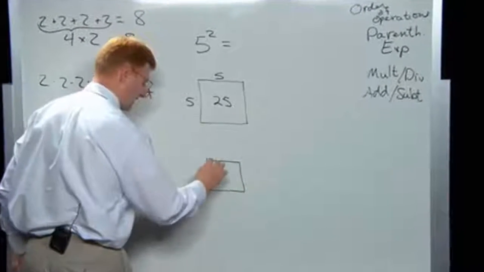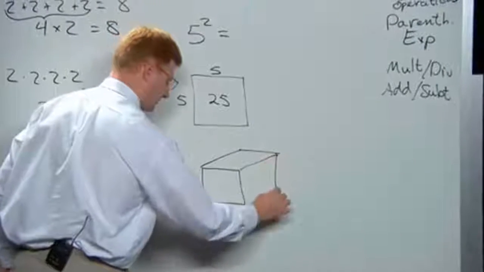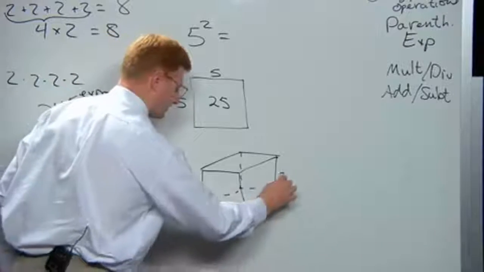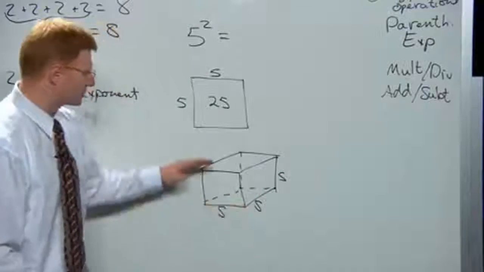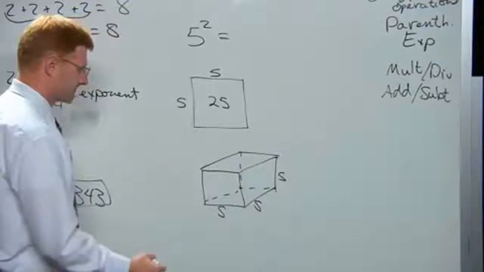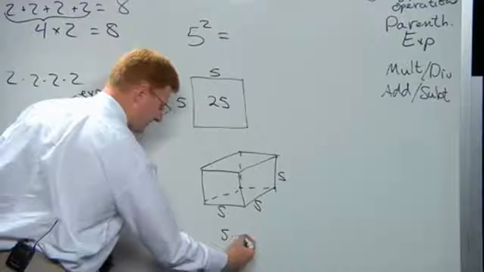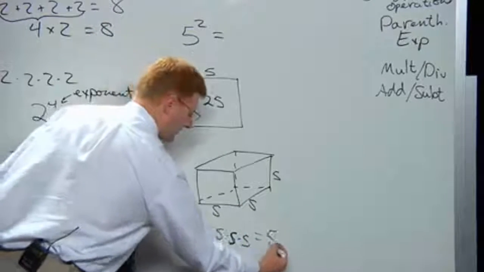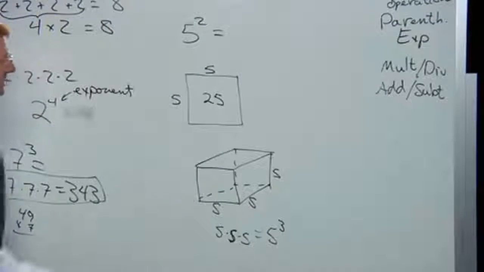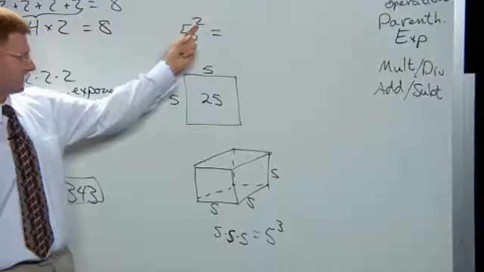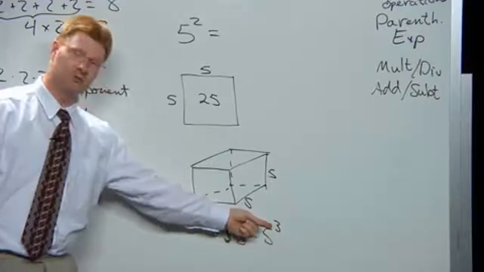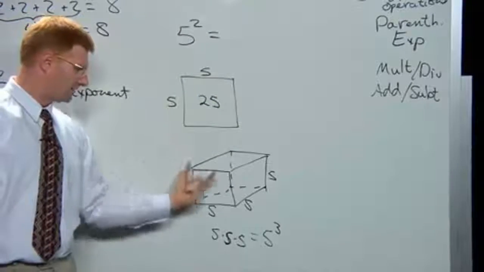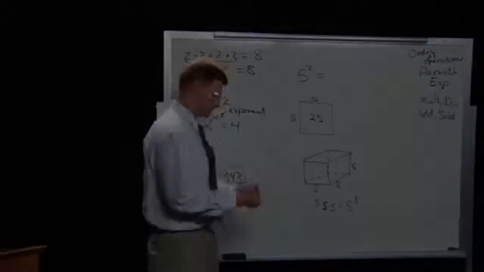If you have a cube made out of 5s, and you want to find out the volume, how much could this cube hold? Well, you would take 5 times 5 times 5, or 5 to the 3rd power. So you're welcome to use that. If it's to the 2 power, it's squared. If it's to the 3 power, it's cubed. And it is actually measuring the dimension of the object that you are finding.